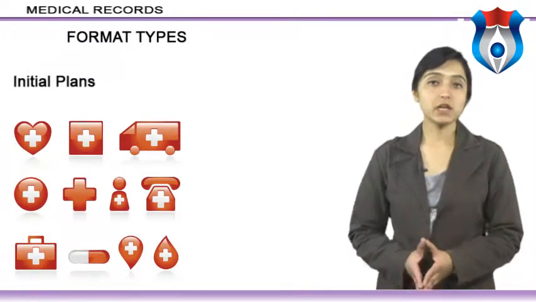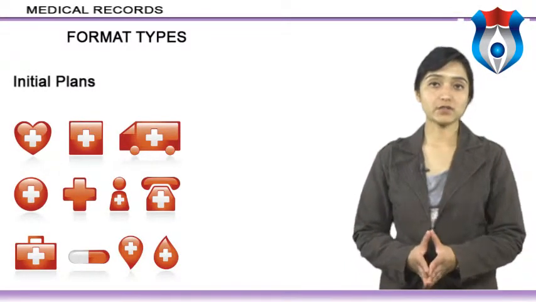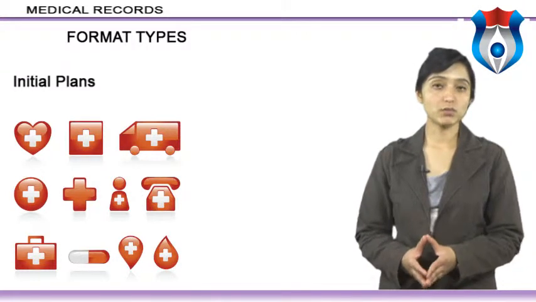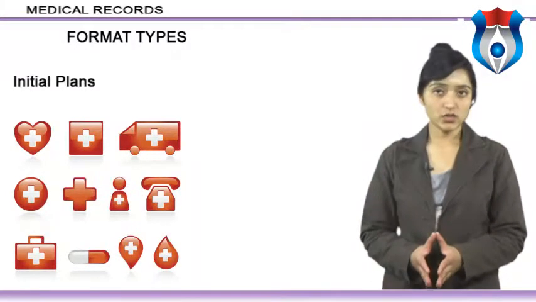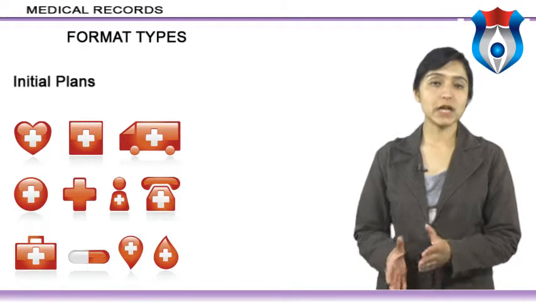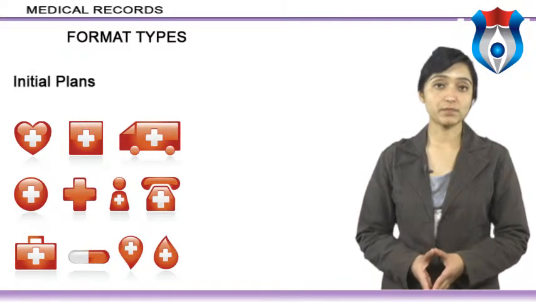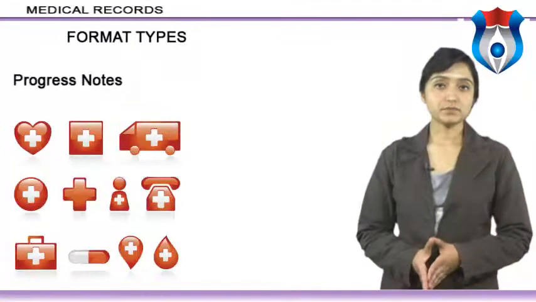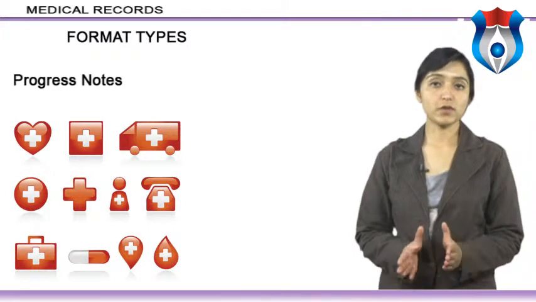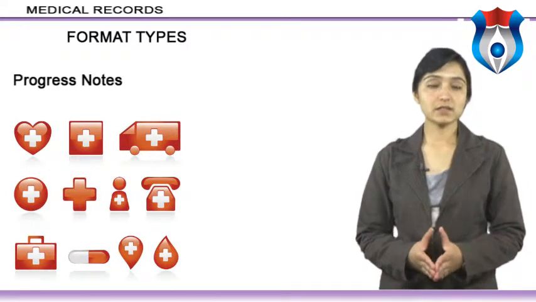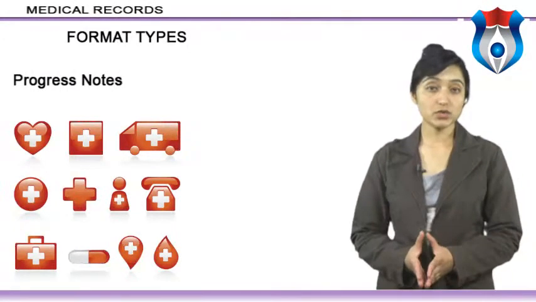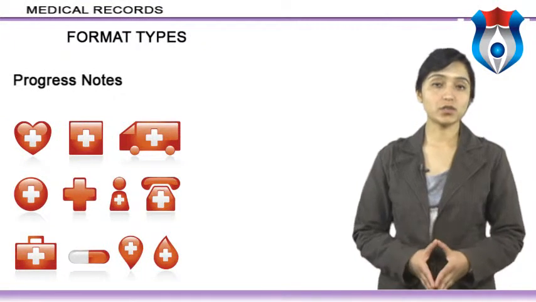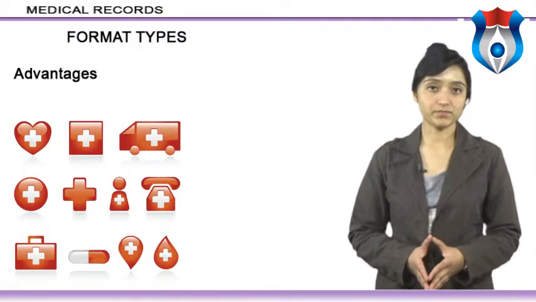Initial plans. The initial plans consist of plans regarding what has to be done to learn more about the patient's condition, treat the condition, and educate the patient about the condition. Progress notes. It contains the follow-up of every problem stated in the problem list. Each note is numbered and titled according to the problem it addresses.